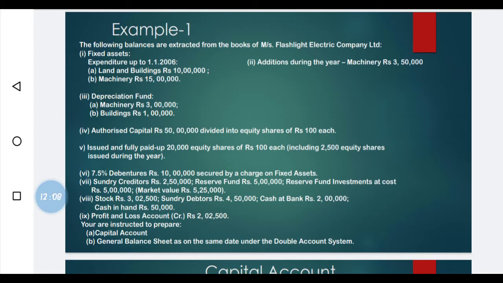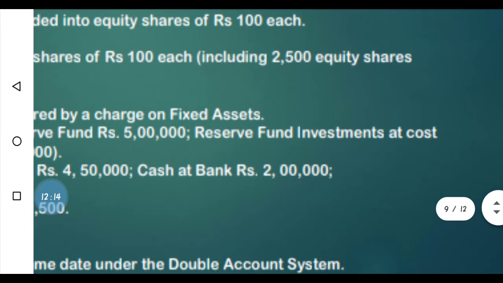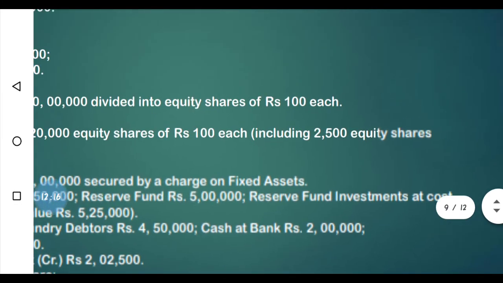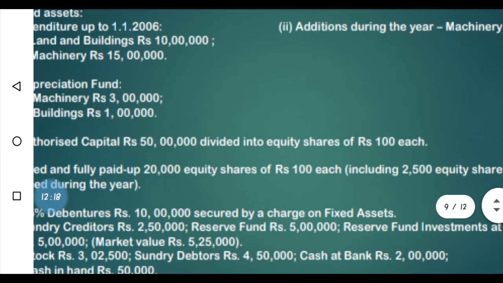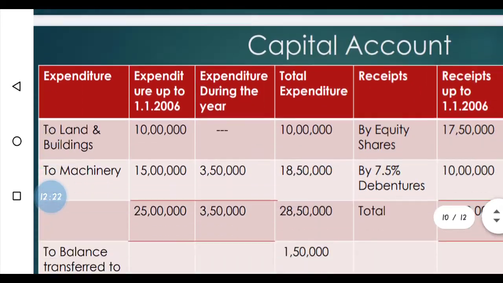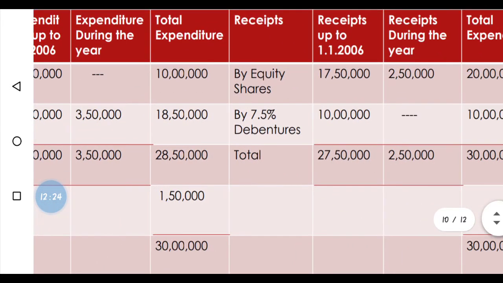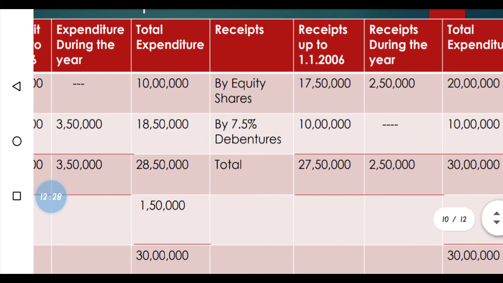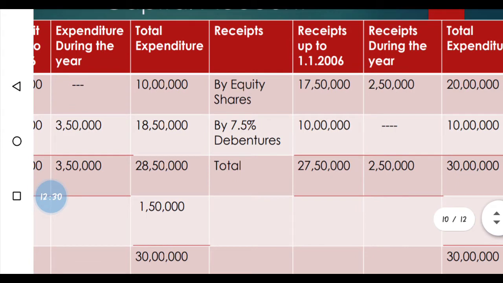20,000 into 100, you will get 20 lakhs. In that 20 lakhs, 17,50,000 is up to 1/1/2006 and 2,50,000 is the current year's receipt. That's why we have written here receipt up to 1/1/2006 17,50,000 and receipt during the year 2,50,000. Total receipt is 20 lakhs.